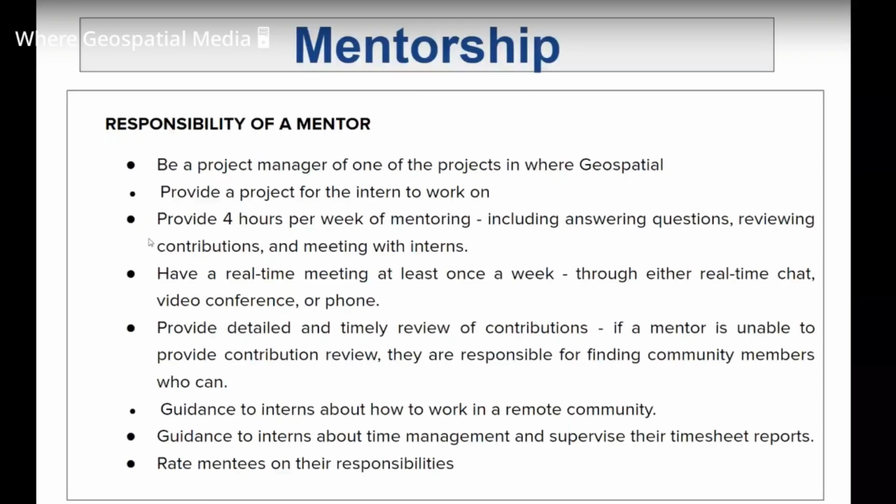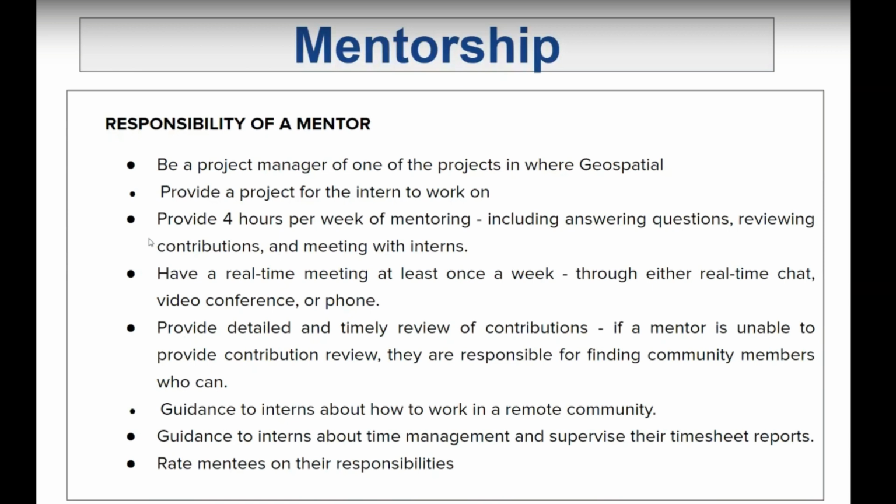Now, we want every project manager to have a real-time meeting at least once a week. And by real-time meeting, it can be a chat, a video conference, or a phone call to check up on the mentees, to check up on responsibilities, to follow up on how their week is going with regards to the project that needs to be done. We also want the project manager to provide a detailed and timely review of contributions. If a mentor is unable to provide contribution review, then they are responsible for finding community members who can.